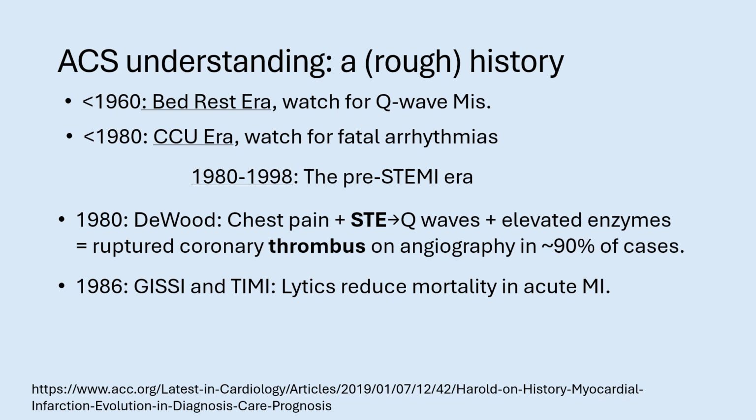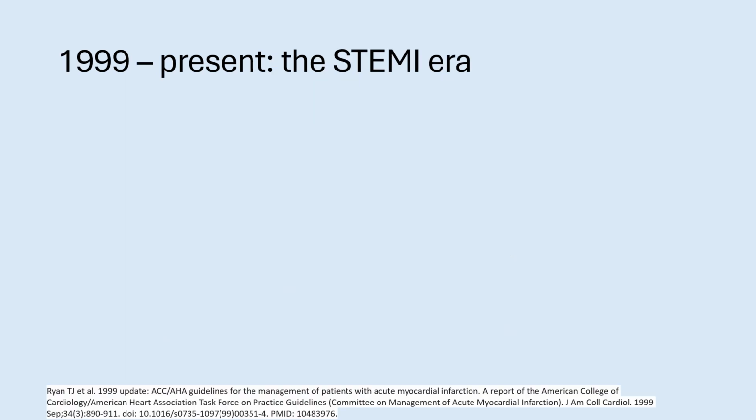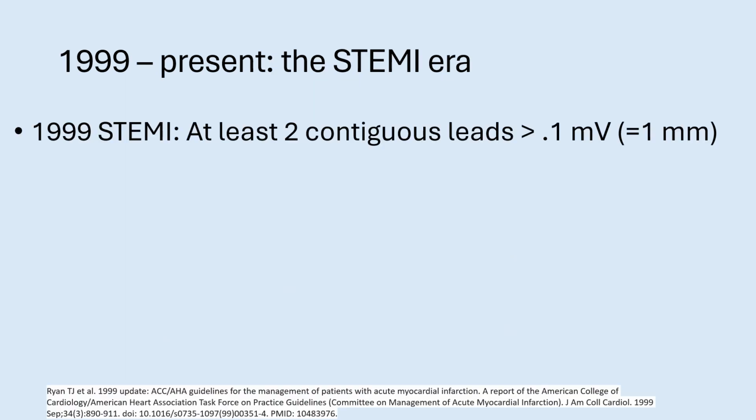Later in the 80s, it was determined that lytics reduce mortality in the setting of acute MI. Then later in the 90s, it was determined that stenting works. It wasn't until the late 90s that the STEMI criteria were officially rolled out by the AHA and ACC to determine who gets lytics. Only cardiogenic shock or persistent hemodynamic instability warranted PCI with a Class II rec.